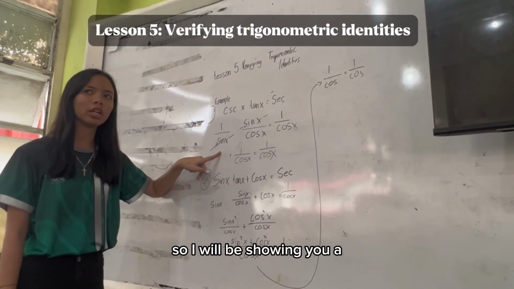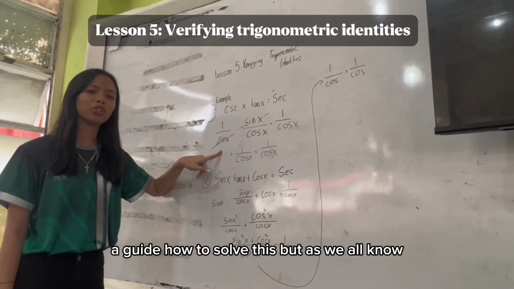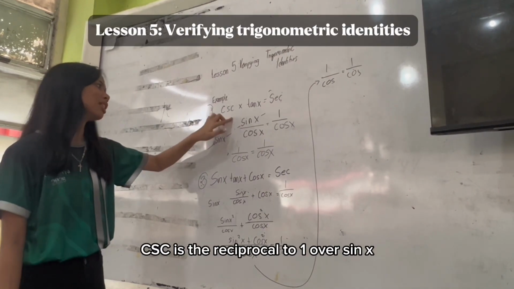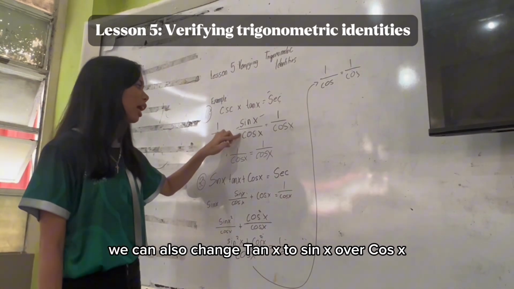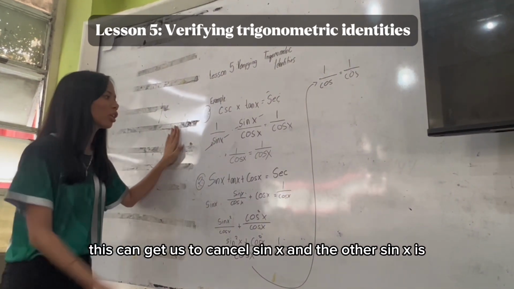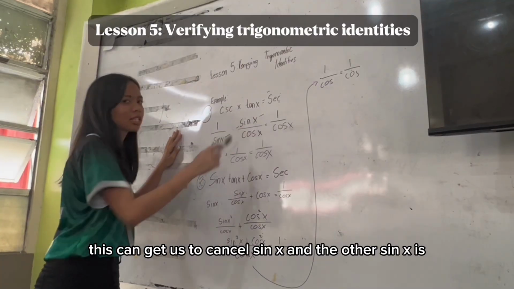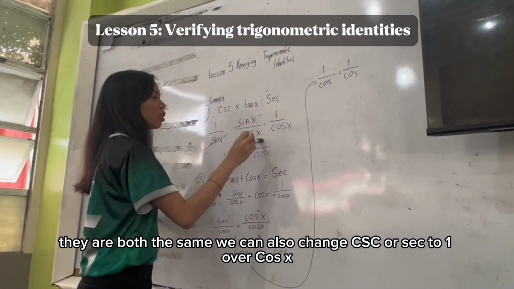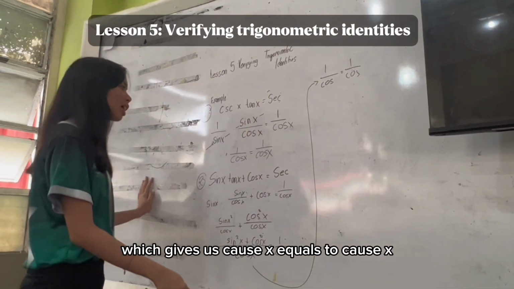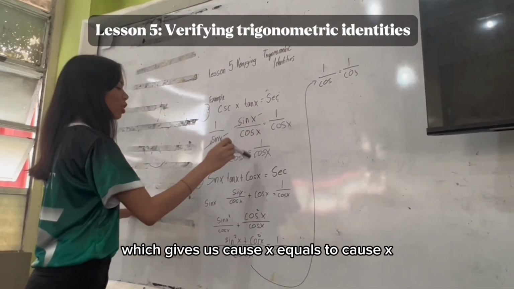I will be showing you a guide on how to solve this. As we all know, csc is the reciprocal of sin, 1 over sin x. We can also change tan x to sin x over cos x. This lets us cancel sin x and the other sin x. They are both the same. We can also change sec x to 1 over cos x, which gives us cos x equals cos x.